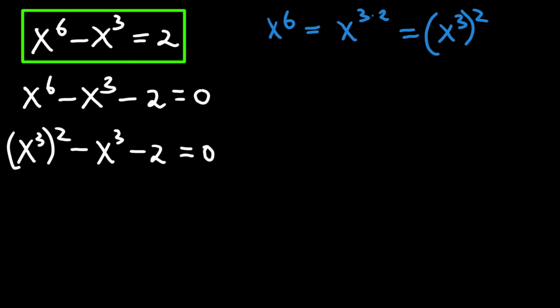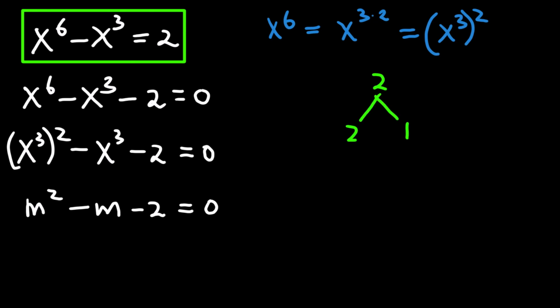And at this point, we can let x to the power of 3 be equal to any variable, let's say m. So this will become m to the power of 2 minus m minus 2 equaling 0. And as you can see, we have a quadratic equation. To solve this, we need to find two numbers that add up to -1 and multiply to -2. We know that 2 and 1 are both factors of 2. -2 times 1 will give us -2, and -2 plus 1 will give us -1. Therefore, our factors will be -2 and +1.